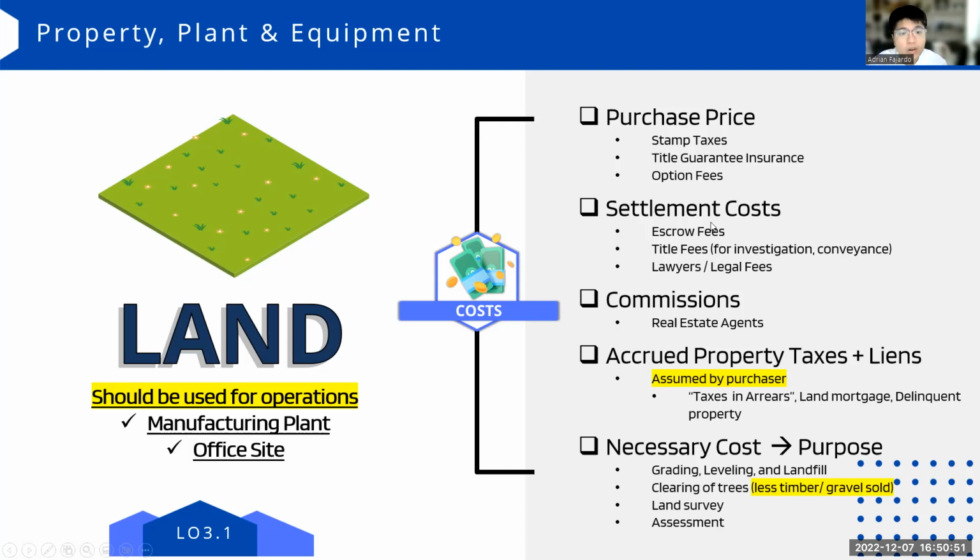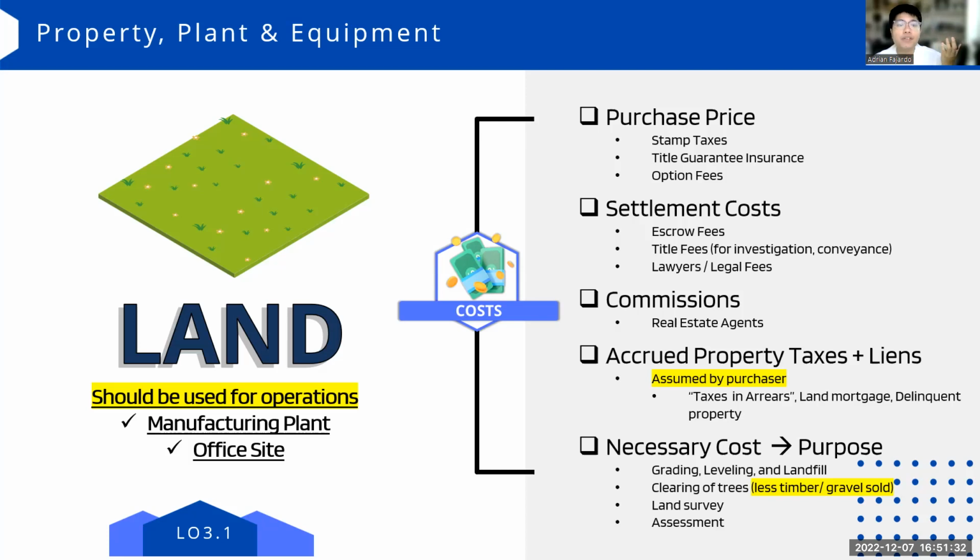If you paid a lawyer or any legal fees with regards to the land, then you should also include it. Commission of your real estate agents. If you have accrued property taxes or liens assumed by the purchaser, those should be included too. So some clue words would be taxes and arrears, land mortgage, delinquent property, etc. And then all other necessary costs in order to bring it to its intended purpose. So grading, leveling, landfill, so when you cover it so that it evens out, etc., still included in the value of land. Clearing of trees, included.